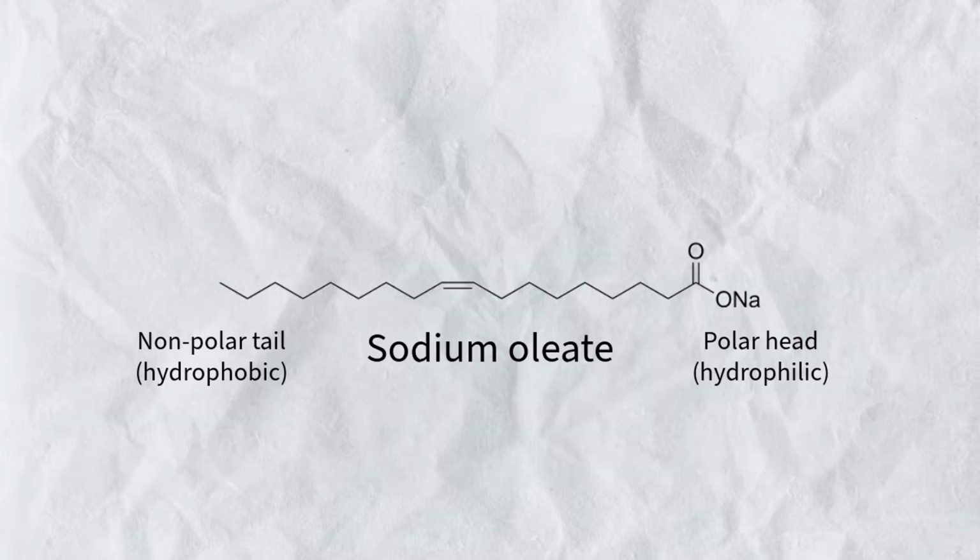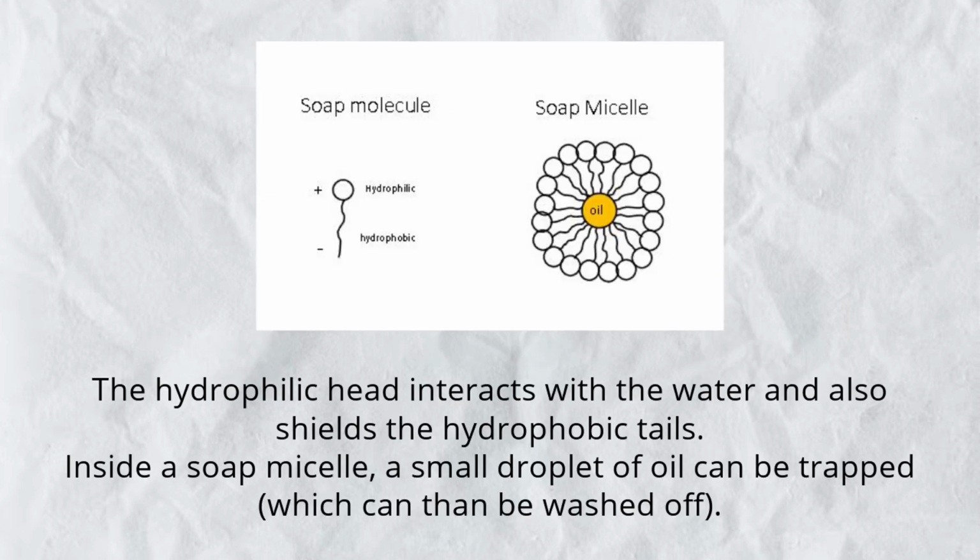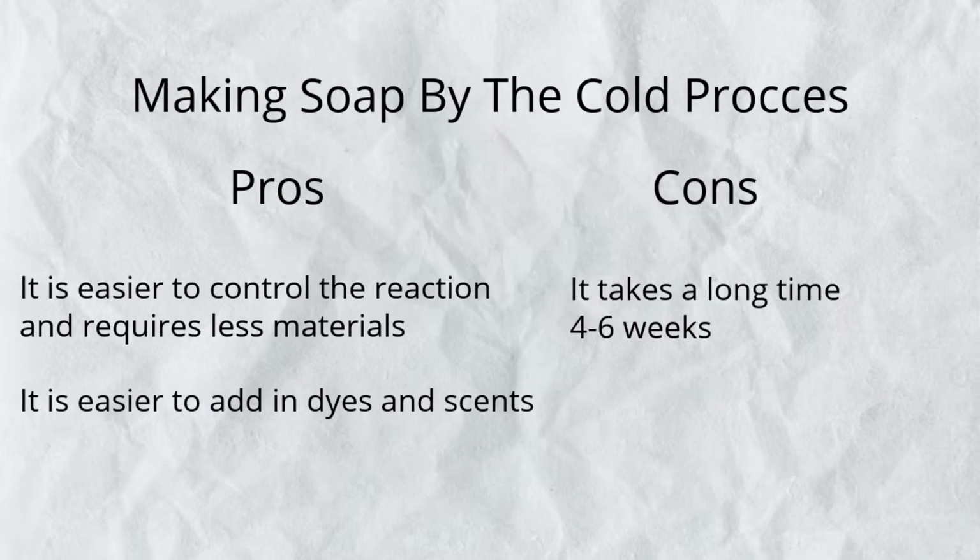One such chain has an end that is polar, meaning it is hydrophilic and it basically loves water. The tail of such chains is nonpolar, meaning it is hydrophobic and it hates water. Soap molecules arrange themselves in formations called micelles, and these micelles can trap a small droplet of oil inside them, cleaning the desired area.